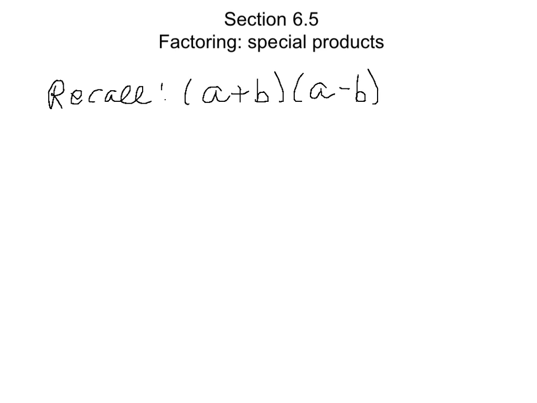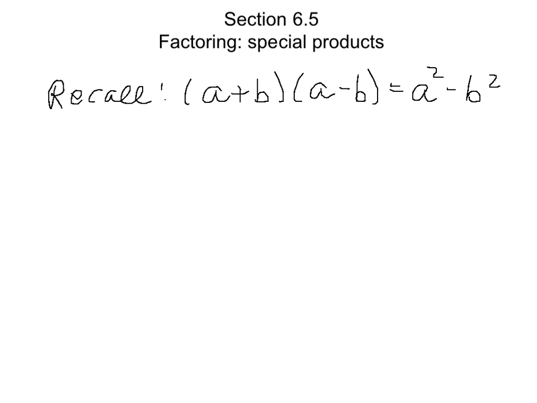So this section, section 6.5, is about special products. What we're going to do is go back and remember some of the special products that we had when we were looking at multiplying polynomials. So recall that a plus b times a minus b is equal to a squared minus b squared.